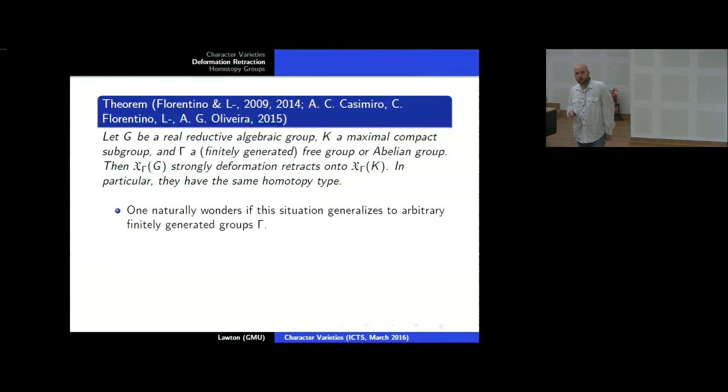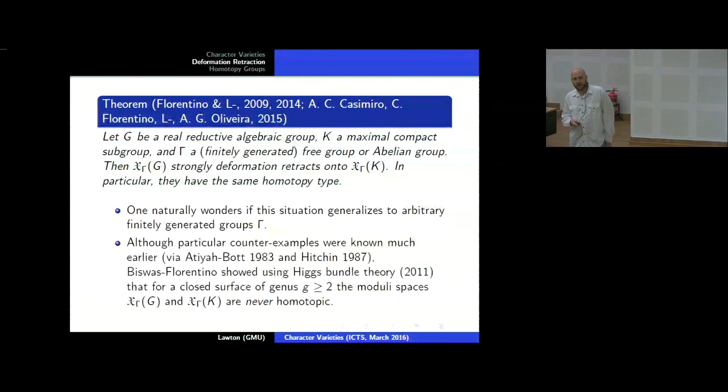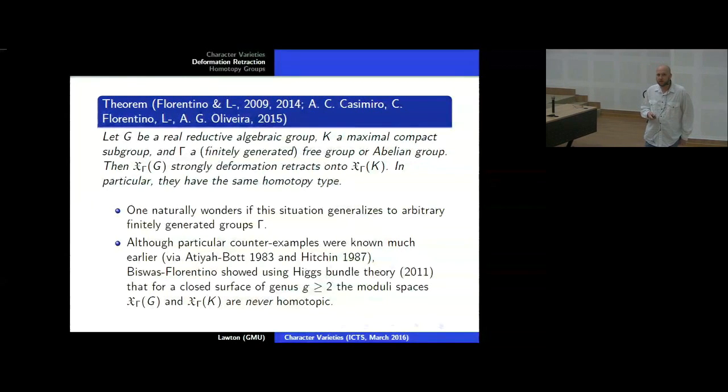Now, you naturally wonder, does it generalize to all gamma? In particular, maybe the Kahler groups, right? But you can find counterexamples going back to Atiyah-Bott and Hitchin. And Biswas and Florentino showed, in general, using Higgs bundle theory, that for every Riemann surface of genus greater than or equal to 2, these guys are never homotopic. It's not just a few examples, they're never homotopic for closed surfaces.